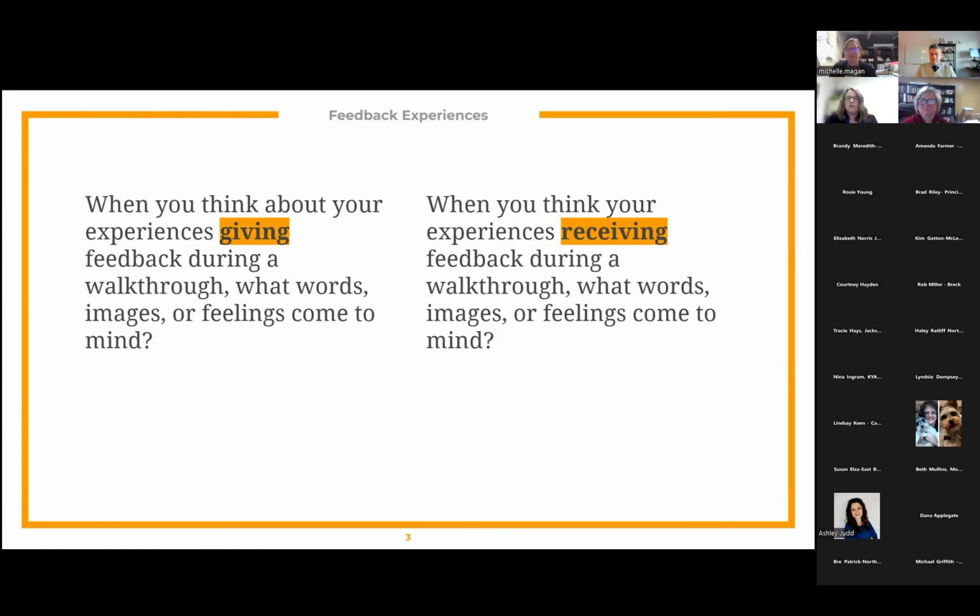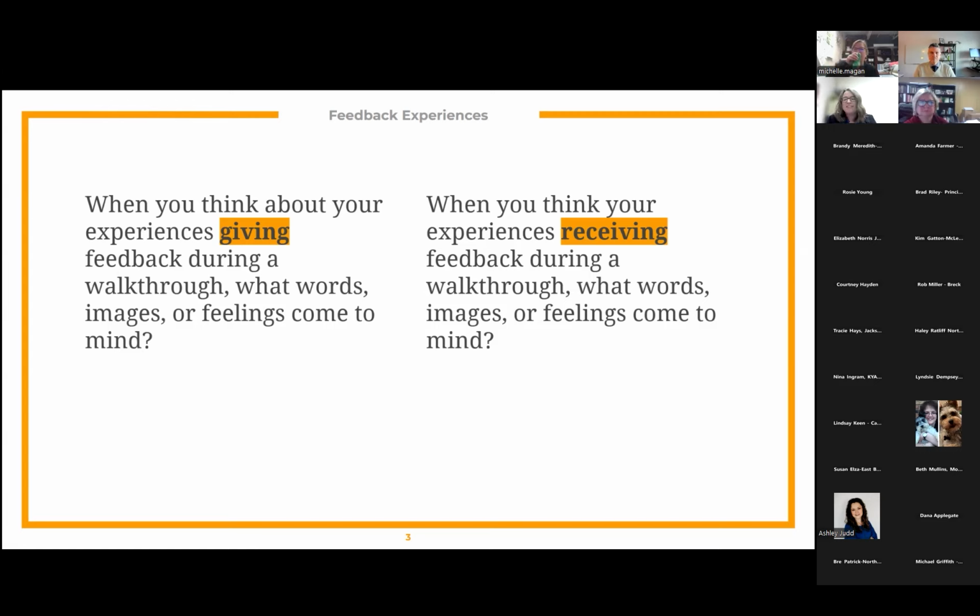All right, so the next question asks us to think about what words, images, and feelings come to mind when you've received feedback. So you can think back to your time in the classroom to answer that part, or you can think about the feedback you receive as a principal. Because I know in our district, our superintendent does a really good job of giving feedback to our principals, but I see some words on there already that definitely ring true for teachers.